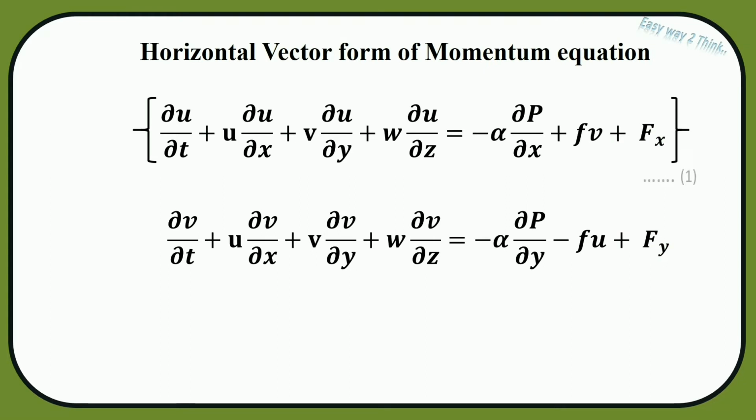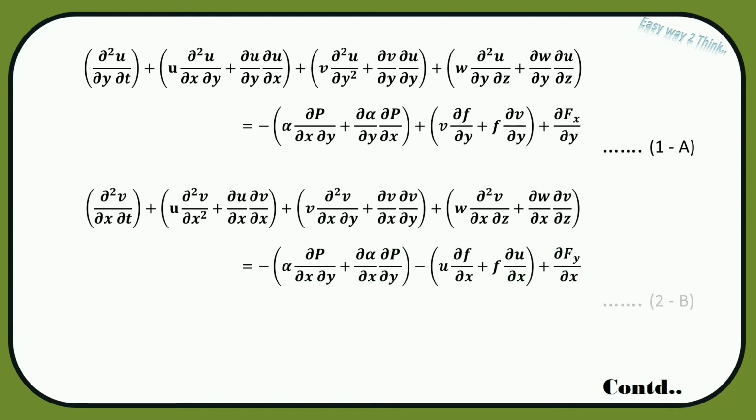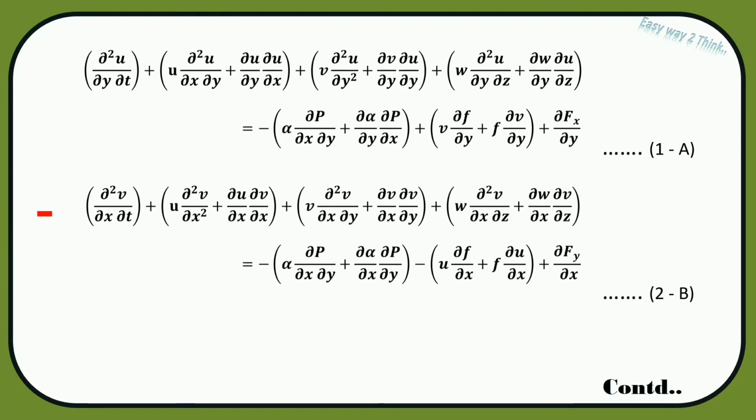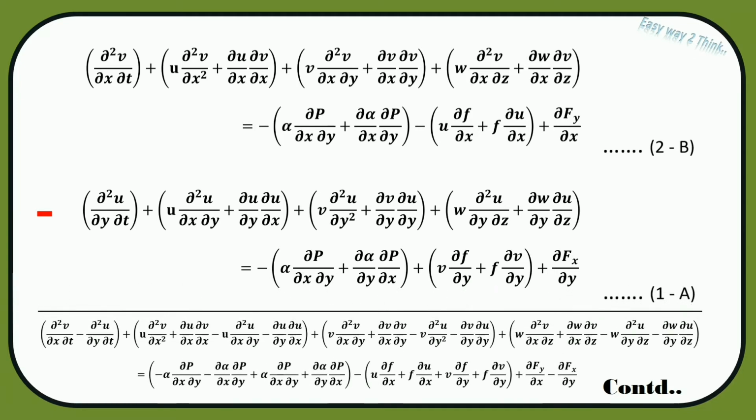Now, differentiate equation 1 with respect to y, whereas for the second equation, differentiate with respect to x. After differentiating equation 1 with respect to y and equation 2 with respect to x, we get this result. Remember that after differentiation, equation 1a is subtracted from equation 2b. The final subtracted value is arranged below.